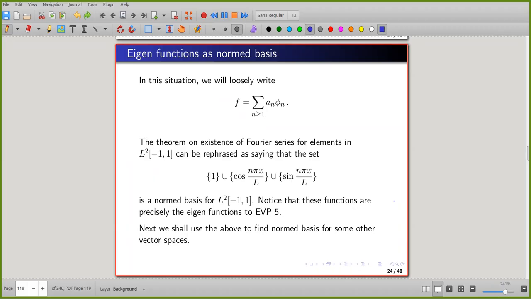Next, we shall use the above to find norm bases for some other vector spaces. This theorem we will use as a main theorem, and using this we will find other norm bases for other vector spaces. We will see that just as in the case of basis, a norm basis need not be unique. Given a vector space, it can have many bases, and in the same way, a norm basis.